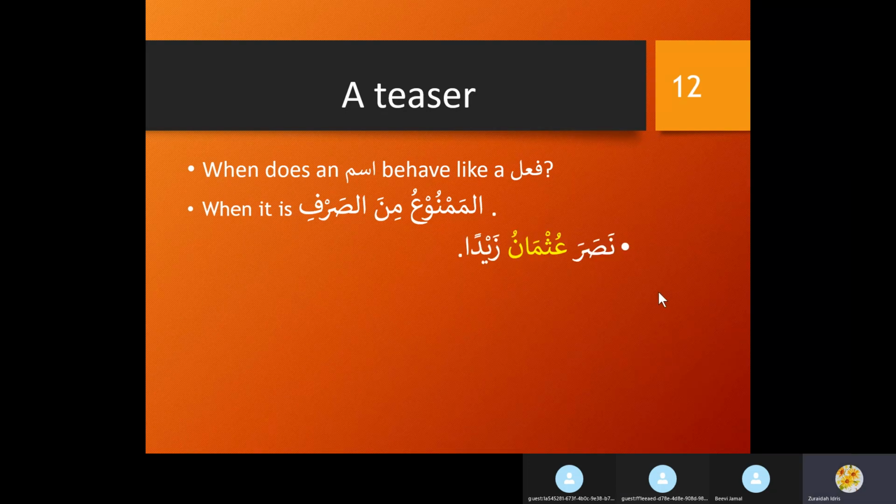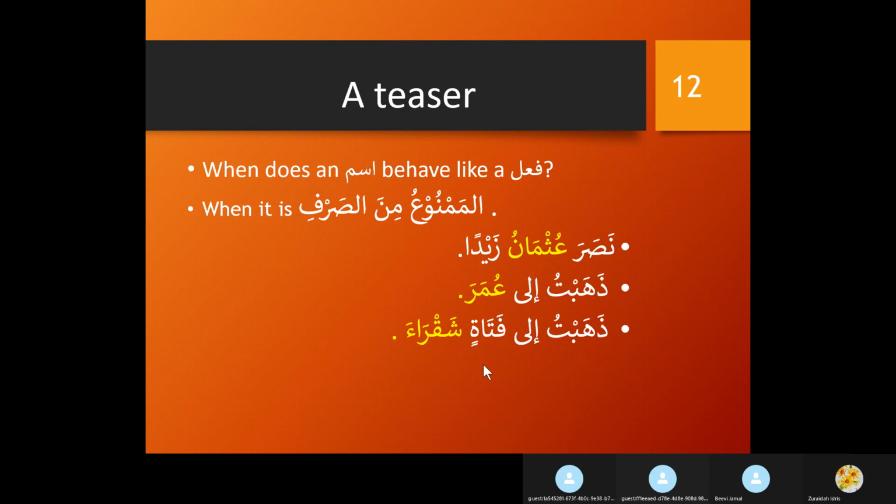So look at this sentence. Look at this sentence and this sentence. Okay, what do you notice? This one I will address Sister Asila. What do you notice with these three sentences?